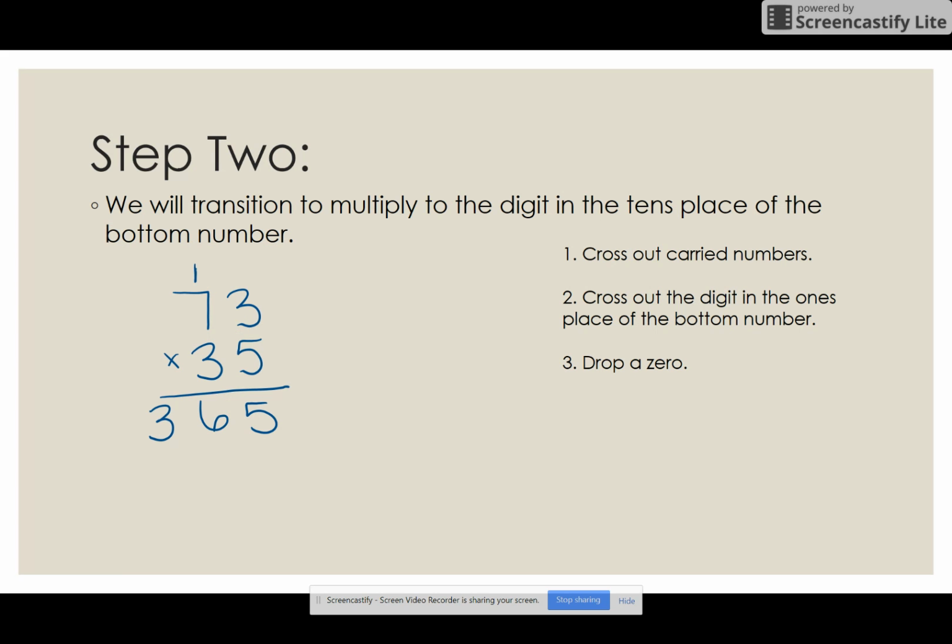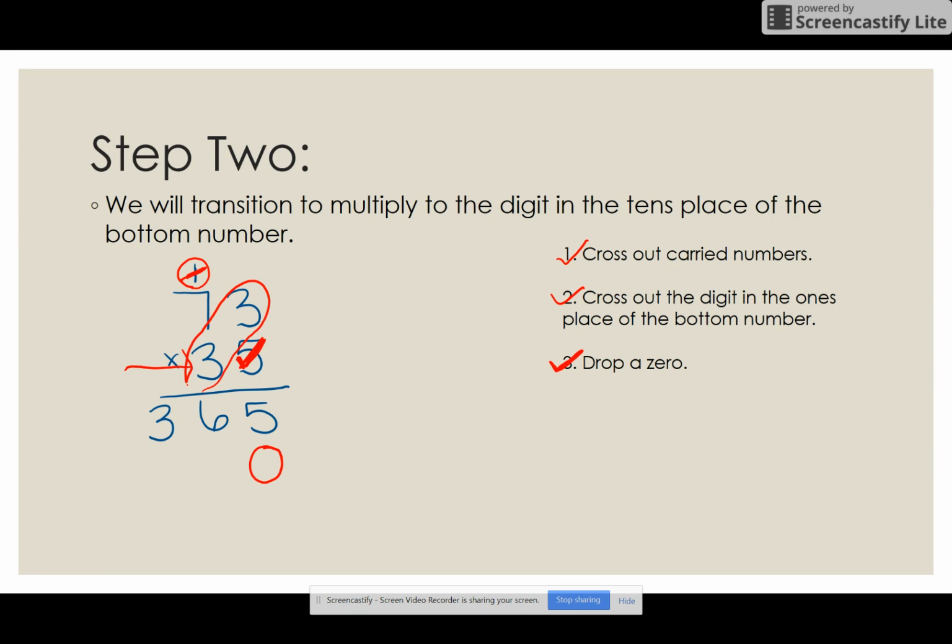Step 2 is this transition to multiply by the digit in the tens place of the bottom number. That would be this 3 right here. I have to go through these steps first though. Step 1, cross out carried numbers. I have this 1 right here that's been carried, so I got to cross him out, so I don't try to add him in. Then I need to cross out the digit in the ones place, so I know not to use him. I'm going to check him off because I've already multiplied by him. And then I need to add a 0 in my answer because now I'm multiplying by the tens place and no longer by the ones place. Now that I've done those 3 things, I can multiply.